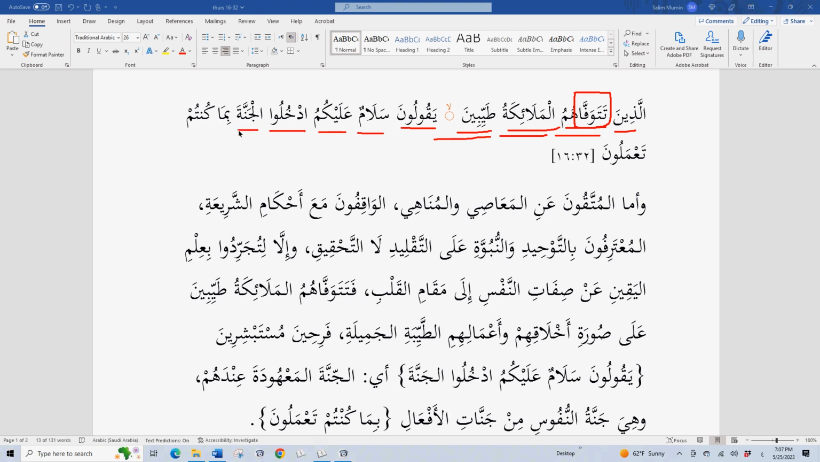Udkhulu al-jannata. Enter the garden, bima kuntum ta'malun, because of what you were doing, the works that you have done. This is the angels as they take the souls, those pure good souls. They're saying to them, they're greeting them, saying, Salamun alaikum, udkhulu al-jannata, bima kuntum ta'malun.